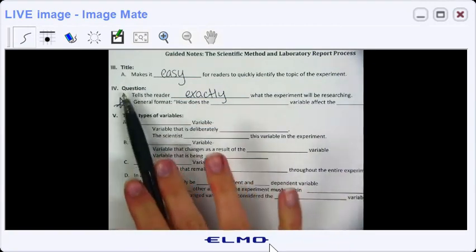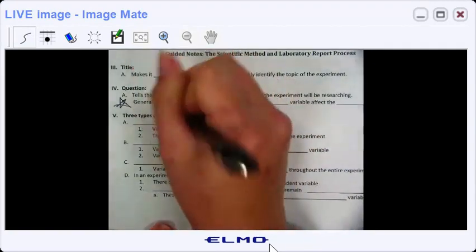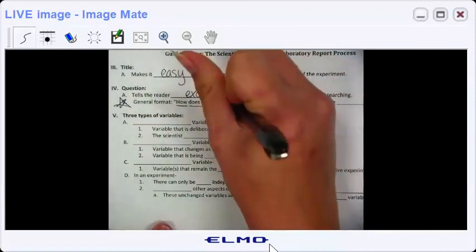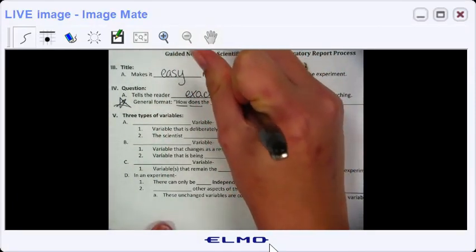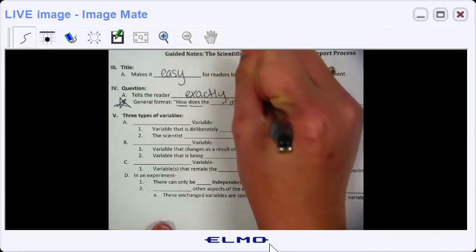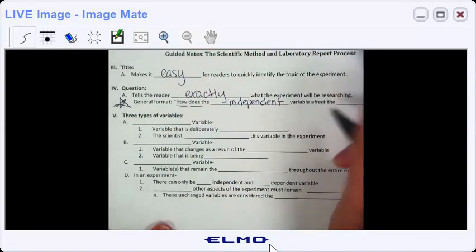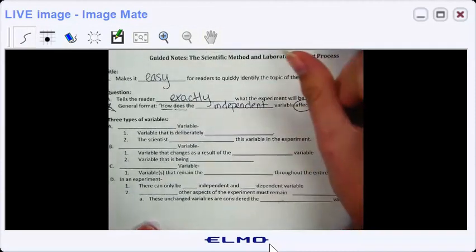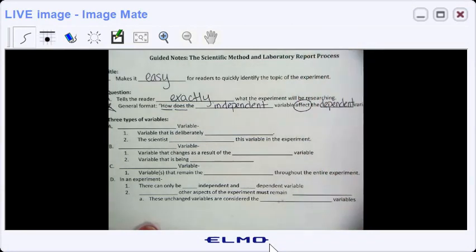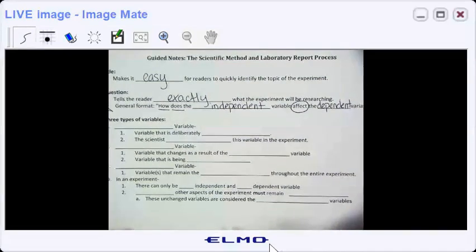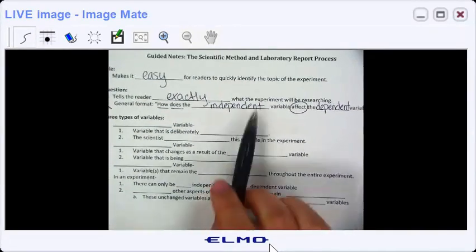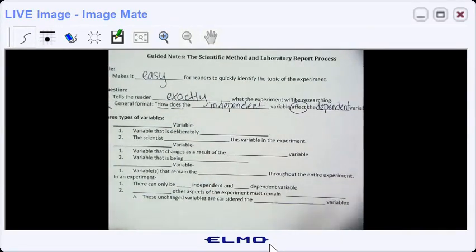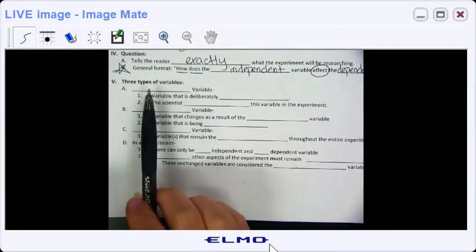So the general format of how we write a question is: how does, and then we always have the independent variable first. Then affect, which is like our connecting word. And then we write the dependent variable. So what are these variables? What do they mean? I know there's two different kinds. Actually, there's probably three. But what do these words mean? So we are going to talk about these variables now, the three types.